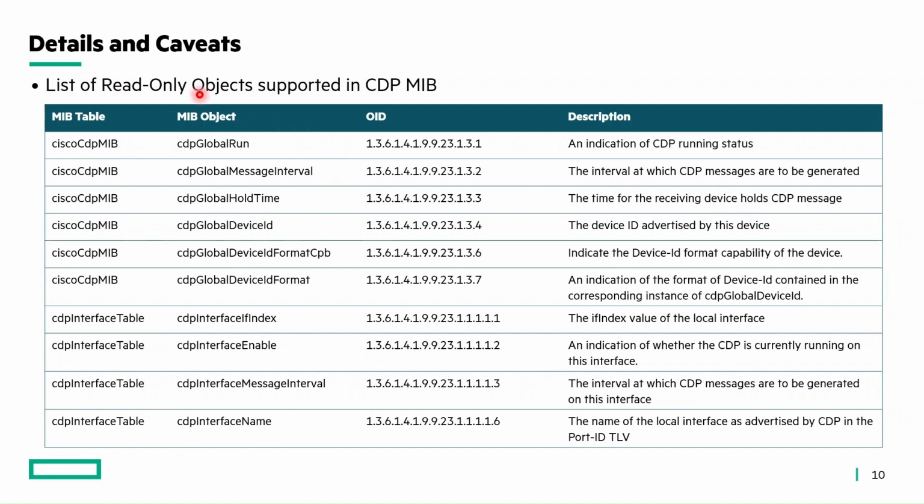These CDP MIB objects are segregated into three tables. First table is the Cisco CDP MIB table. This MIB table contains information about the running status of the Cisco Discovery Protocol in the switches. Next is the CDP interface table. This conceptual table contains the status of CDP on the switch interfaces.